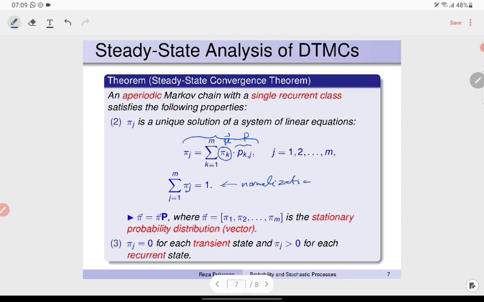And the third property is that pi_j must be equal to 0 for each transient state, and pi_j must be more than 0, non-zero, for each recurrent state. This is the end of our topic about the classification of Markov chain states.